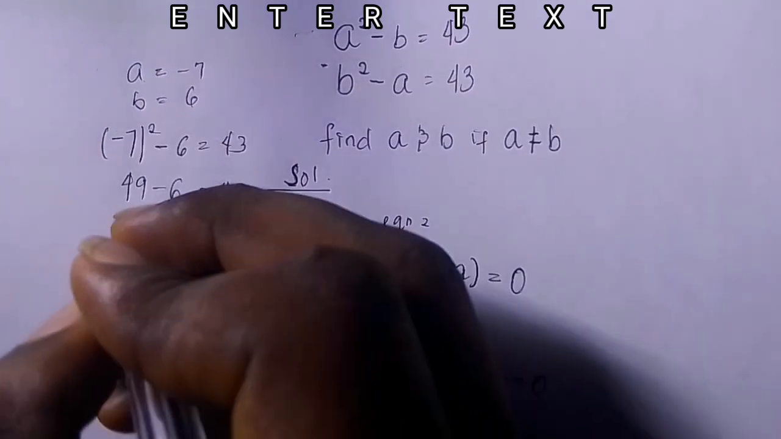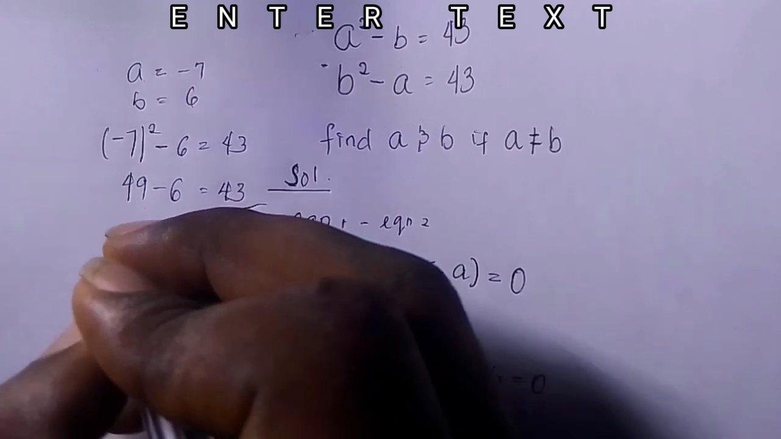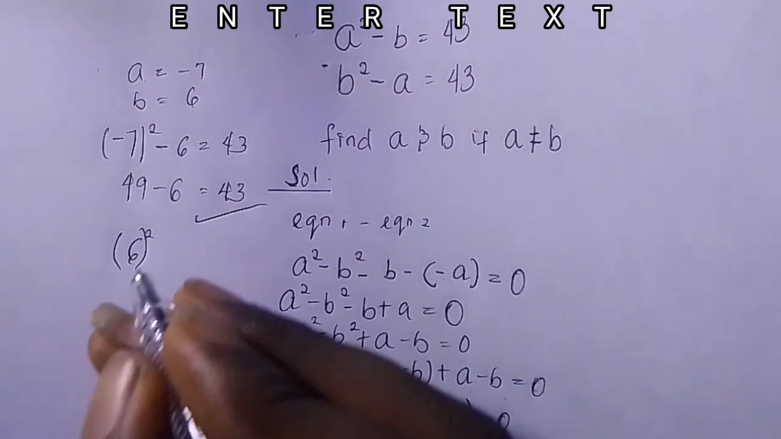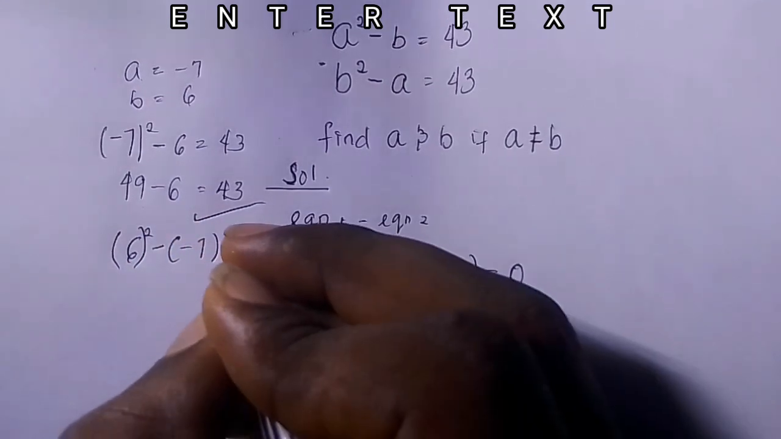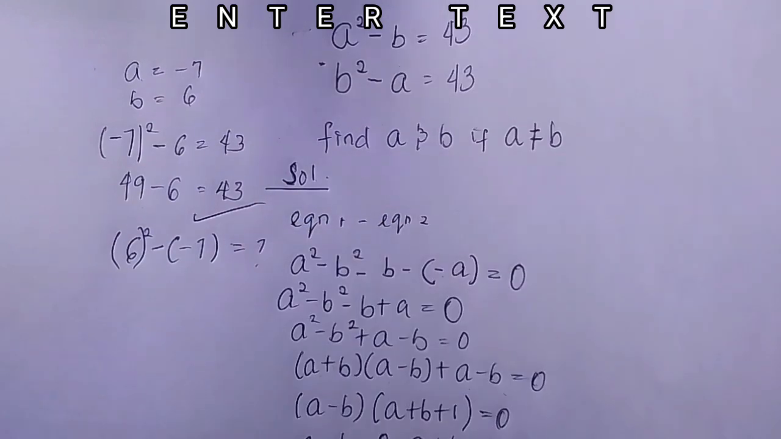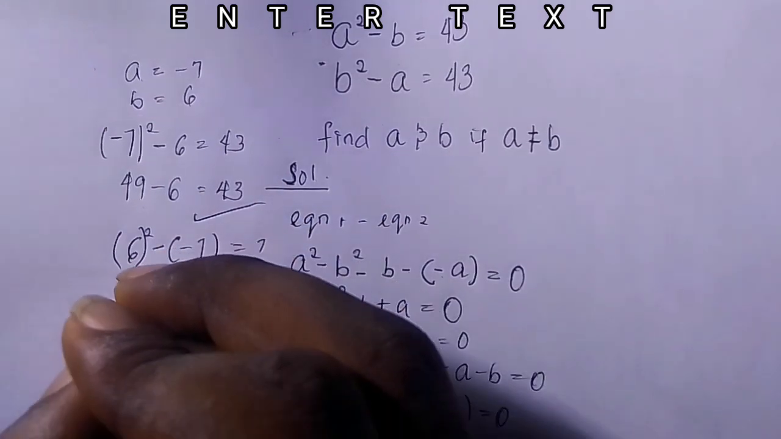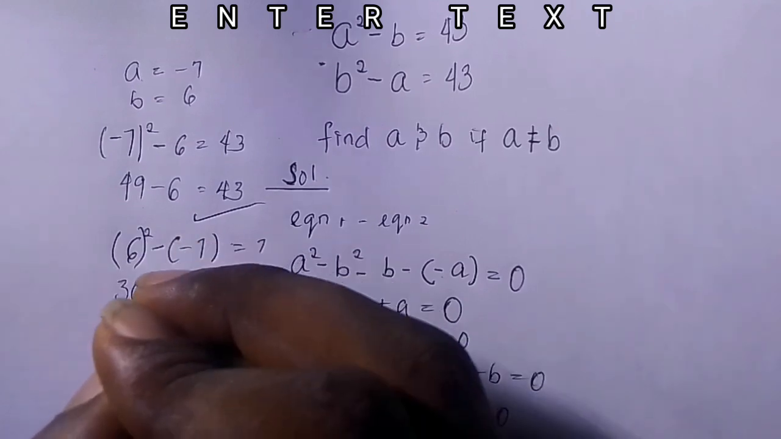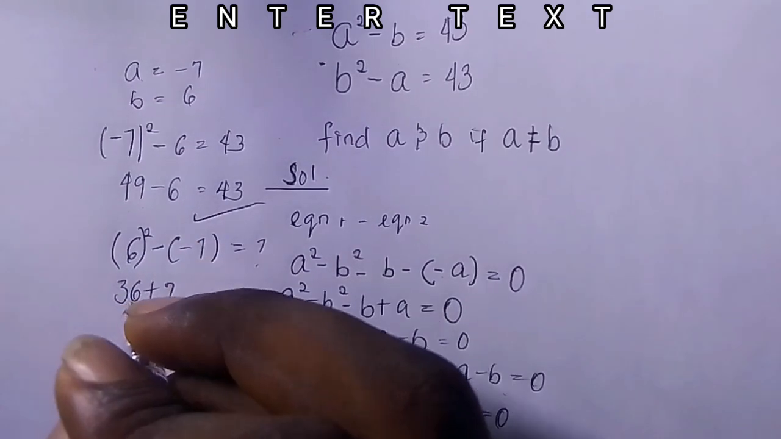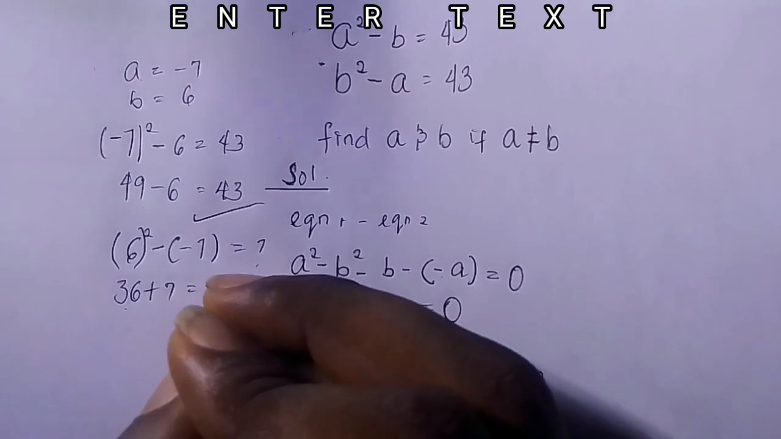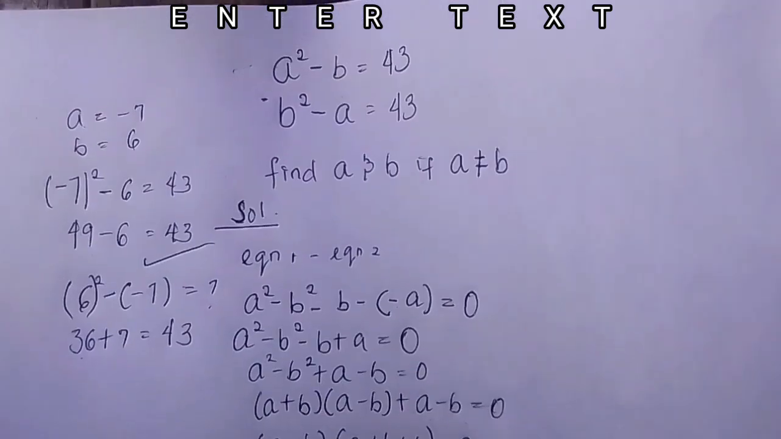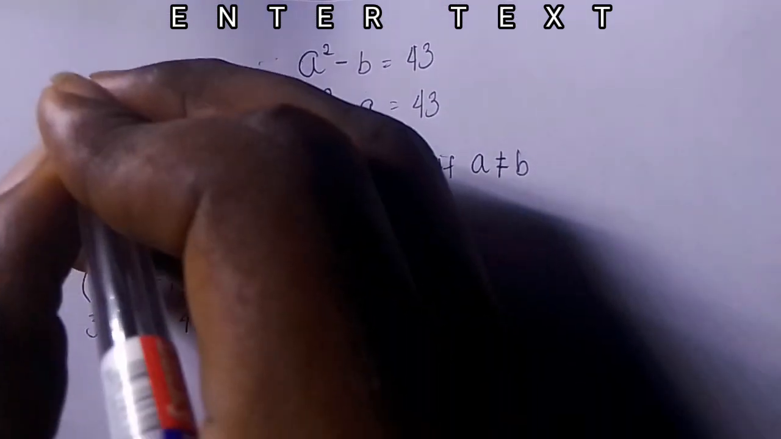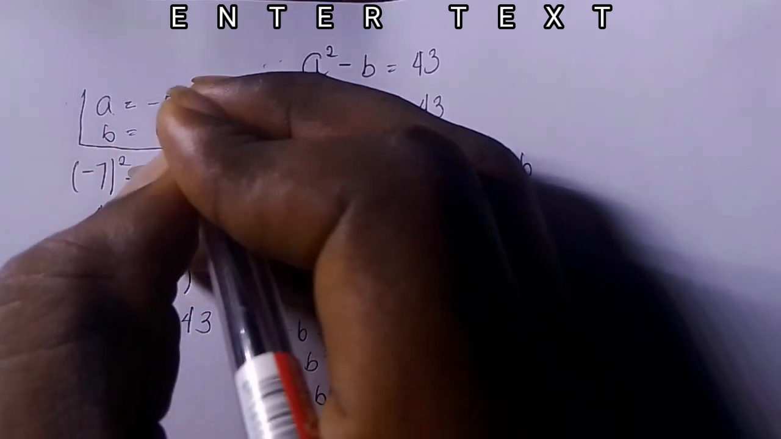And for the second one, which is b squared minus a equals 43. Now b is 6, so that's 6 squared, right? 6 squared minus a, where a is minus 7. Does it give us 43? Let's check it out. So 6 squared is 36, minus times minus is plus 7, and definitely 36 plus 7 equals 43. So we are correct with our answers: a equals minus 7 and b equals 6.